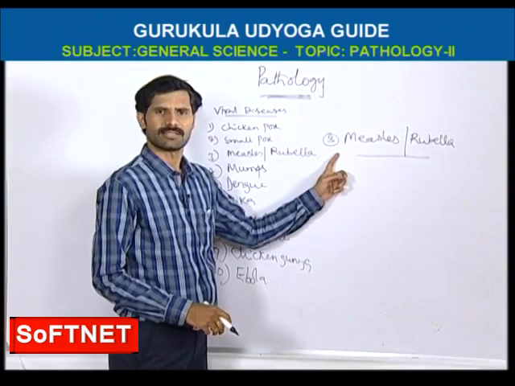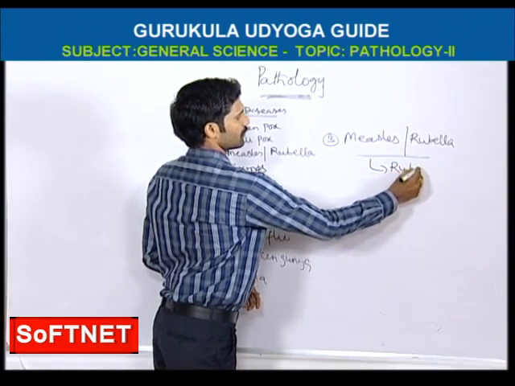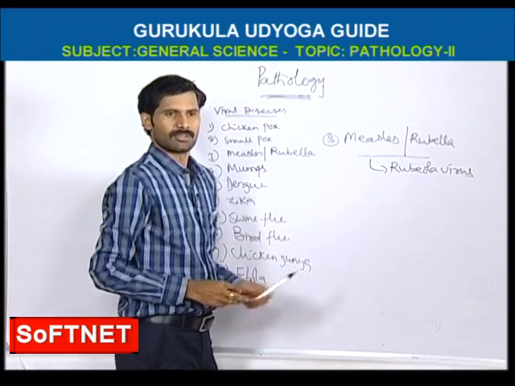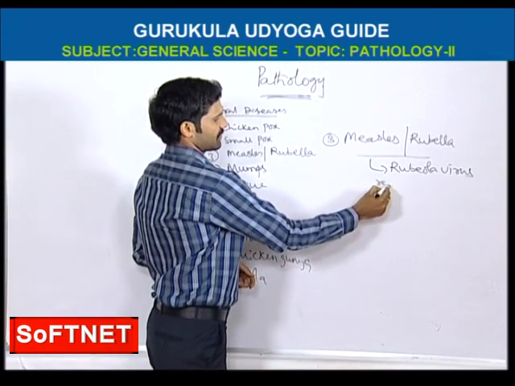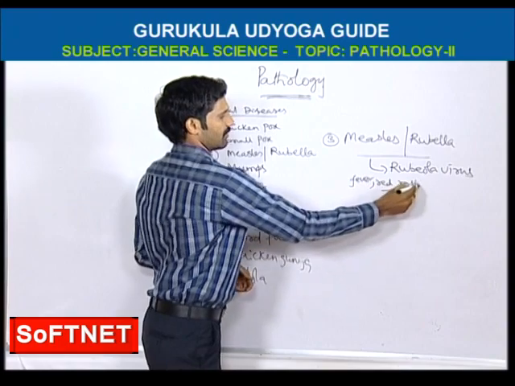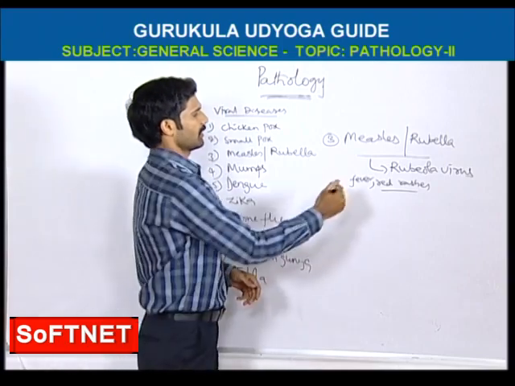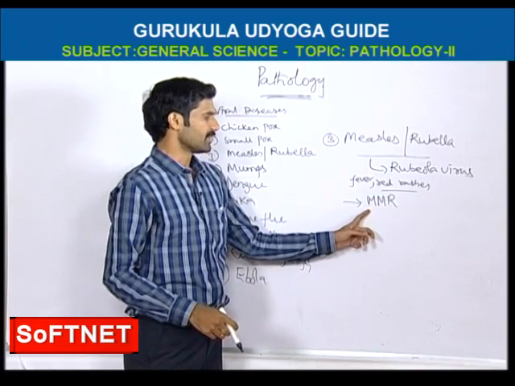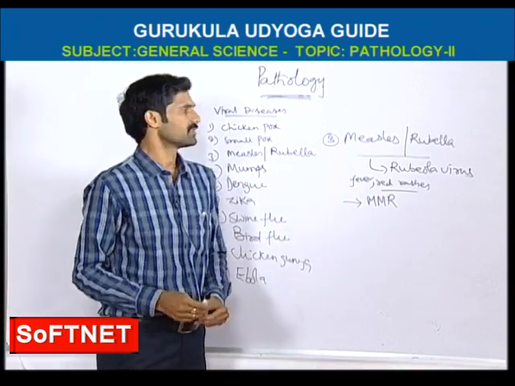Next viral disease, measles, also called rubella, caused by the rubeola virus. Main symptoms include fever and red rashes on the skin. These two are the important symptoms in measles or rubella, and for this disease there is a vaccine, namely MMR: measles, mumps, rubella. The MMR vaccine is used for measles or rubella.